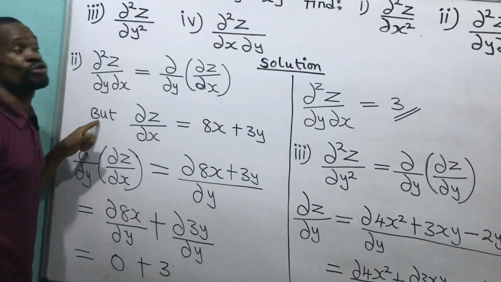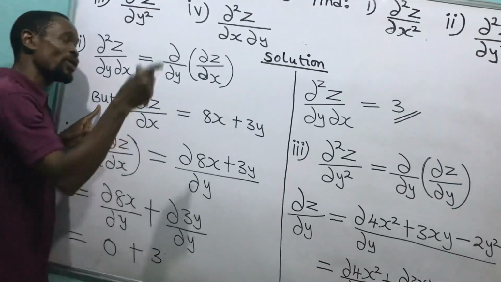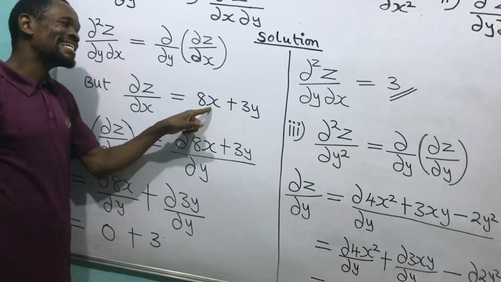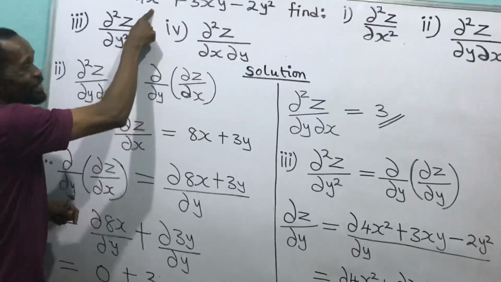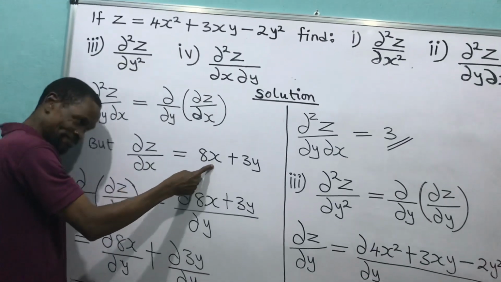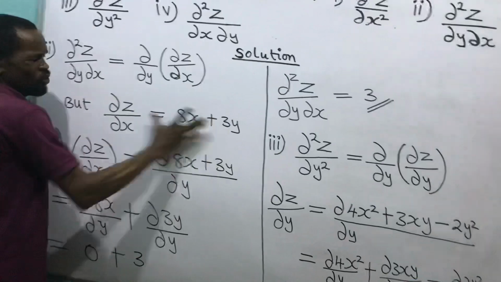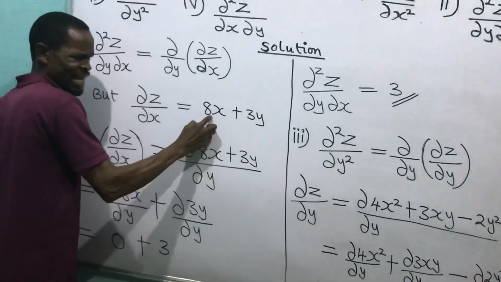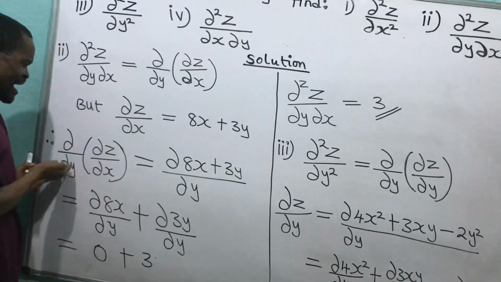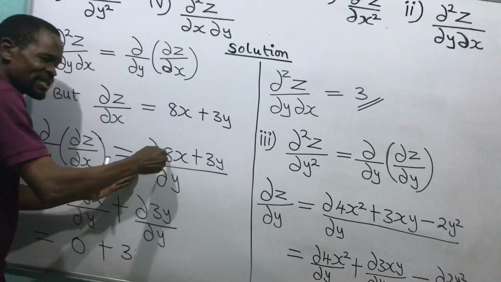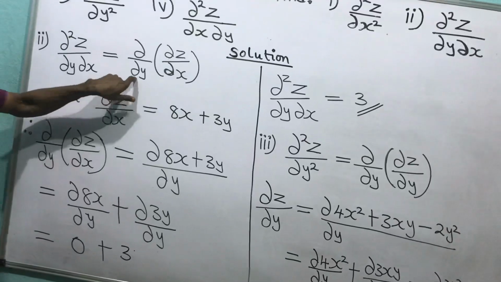Look at it. The differentiation of z with respect to x, which we have done before, is 8x plus 3y. We have differentiated this function with respect to x before, and we have 8x plus 3y. Taking this and putting it in, I have the partial differentiation of 8x plus 3y with respect to y. Now I'm differentiating it with respect to y.